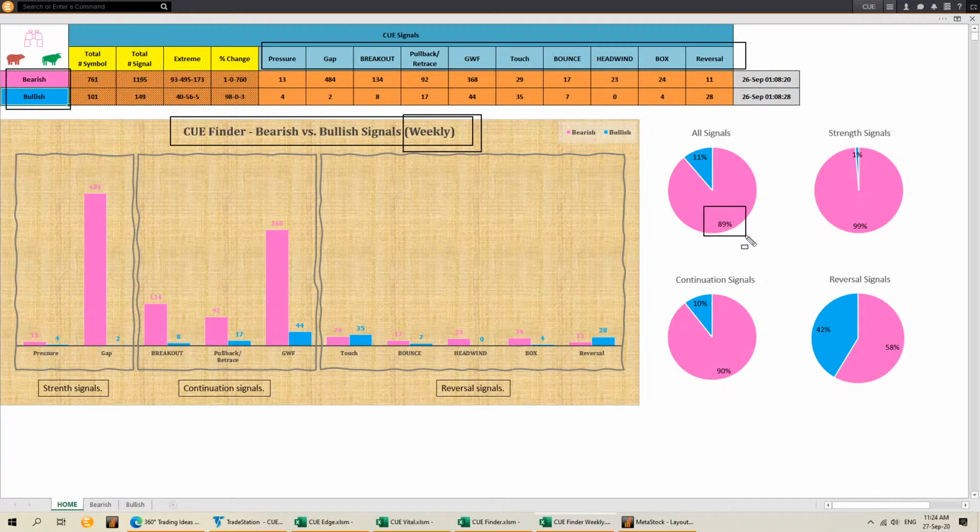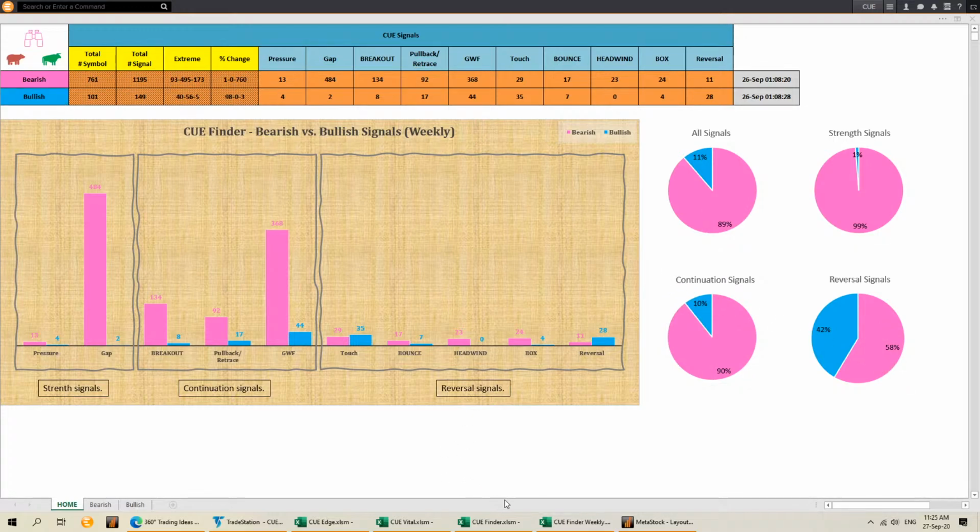You can see almost 90% of all signals, 99% of all strength signals, and 90% of trend continuation signals are bearish, very weak indeed. Only reversal signals are less bearish: 58% of reversal signals are bearish, and that was probably expected because the ETFs were oversold near lower boundary levels. This is a very bearish picture, and we saw on Friday the market strengthened.